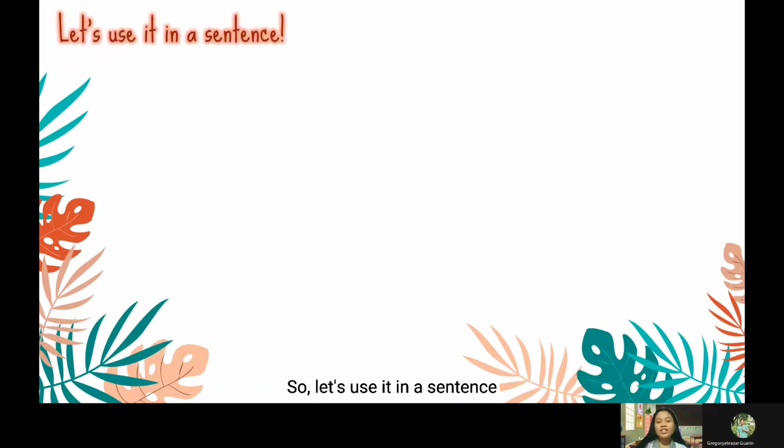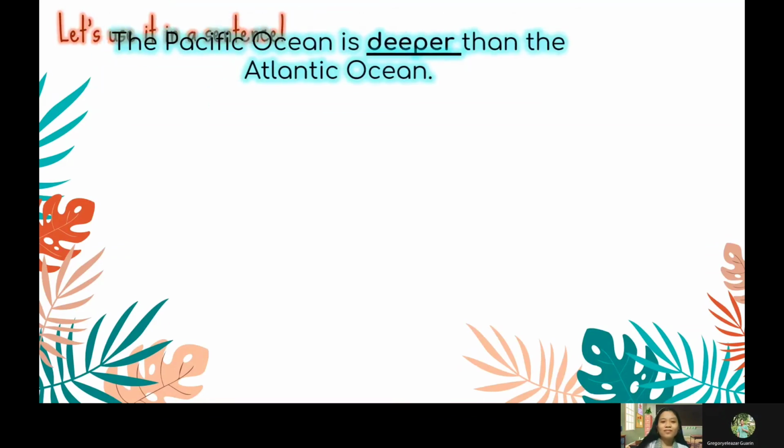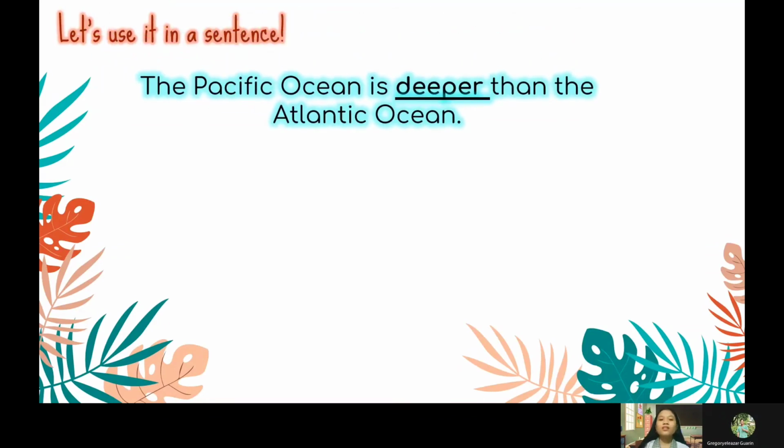So, let's use it in a sentence. The Pacific Ocean is deeper than the Atlantic Ocean. In the first example sentence, we are comparing two nouns. So the rule is that we will add er because we are comparing two nouns, the Pacific Ocean and the Atlantic Ocean. That's why we add er to the positive degree deep and it becomes deeper. The Pacific Ocean is deeper than the Atlantic Ocean.